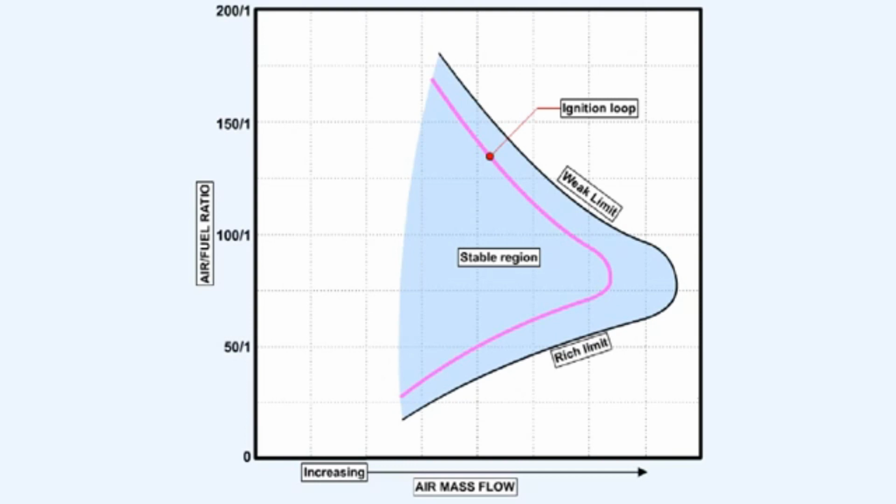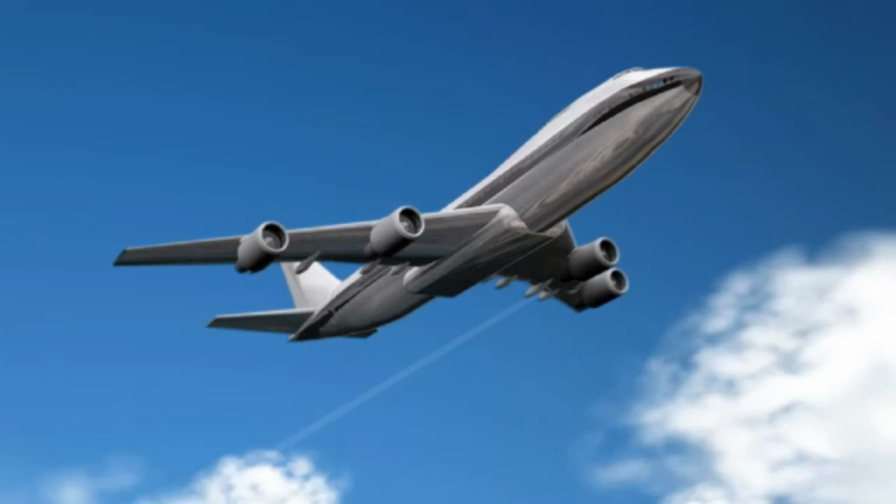Outside the ignition loop, which lies within the stable region, it is more difficult to start combustion than it is to sustain it once it has started. Restarting the engine in the air while it's windmilling is called a relight. A consequence of this is that, should the engine flame out at high speed or high altitude, it may be necessary to slow down and/or descend before the engine can be successfully relit.